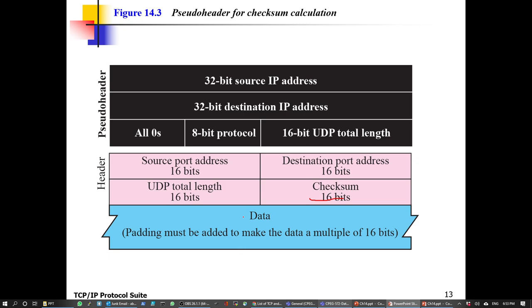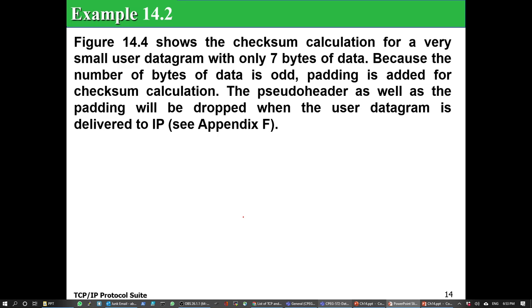So let's take an example showing the checksum calculation for a very small user datagram with only 7 bytes of data, plus 8 for the header. Because the number of bytes of the data is odd, padding is added. Remember that we have to have an even number, divisible by 16 or multiples of 16. The pseudo header as well as the padding will be dropped when the user datagram arrives.